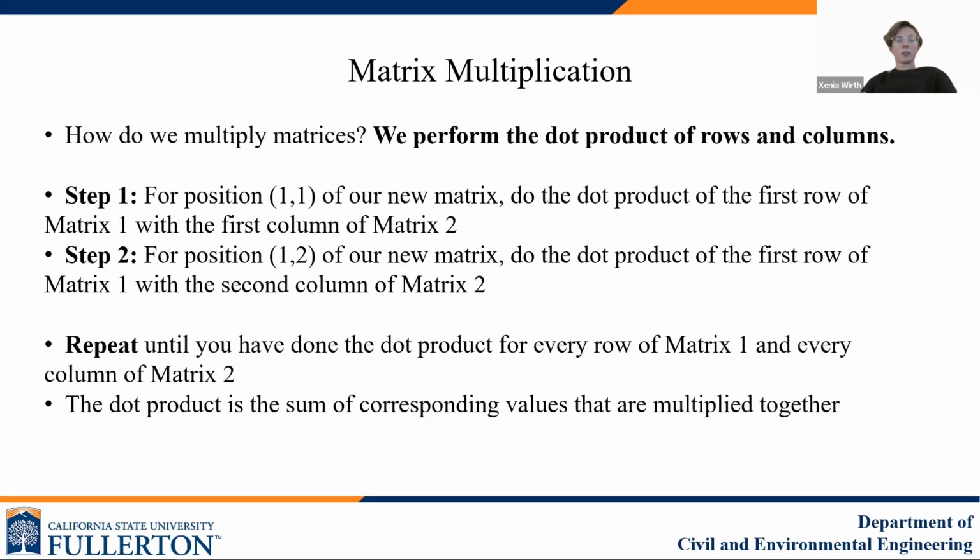How do we multiply matrices? We perform the dot product of the rows and columns. Step 1, for position 1, 1 of our new matrix, do the dot product of the first row of matrix 1 with the first column of matrix 2.